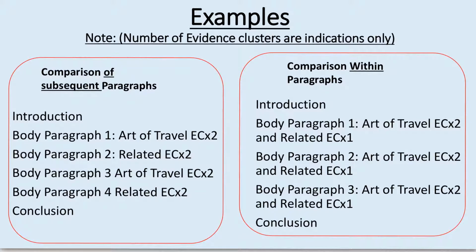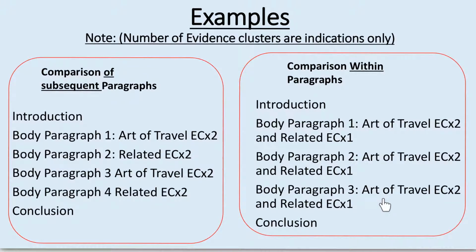Your second body paragraph would then do the same thing again, give examples from The Art of Travel and correlate that to, for instance, one example from your related text. Obviously, all the numbers here are just indications. It depends how long your pieces of evidence are. It depends on many factors. But in the end, your essay should be balanced roughly 60-40 between Art of Travel and related text.